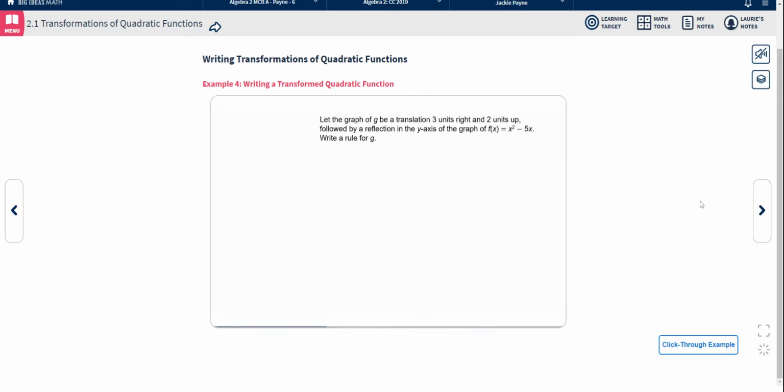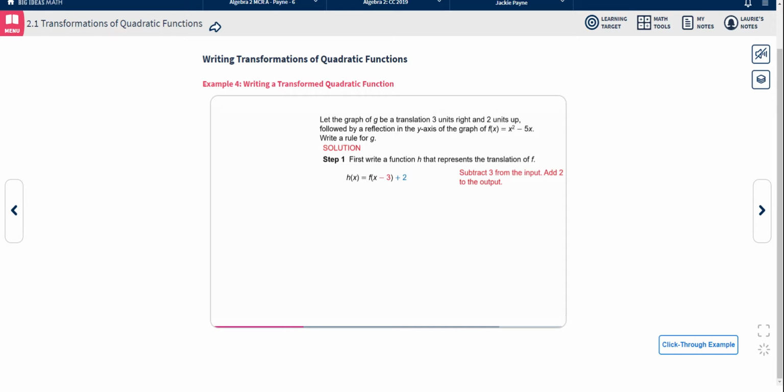Let the graph of g be a translation 3 units right and 2 units up, followed by a reflection in the y-axis of the graph of f of x equals x squared minus 5x. Write a rule for g. Solution. Step 1. First write a function h that represents the vertical and horizontal translation of f. Subtract 3 from the input, add 2 to the output.